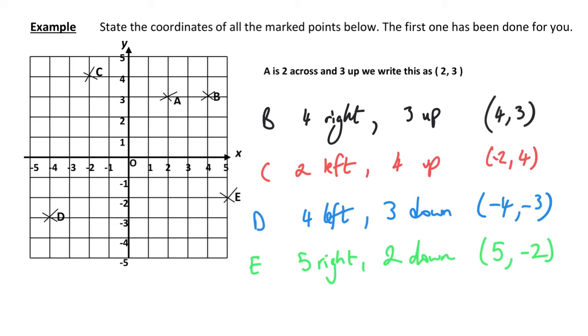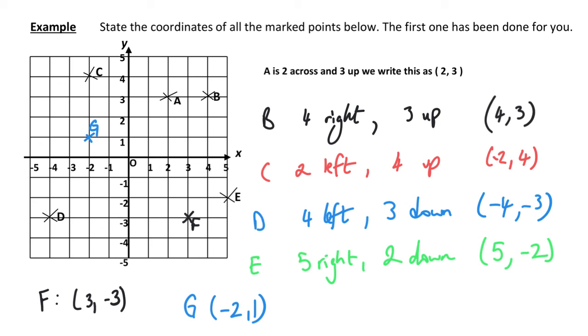We could also try and then plot points. So if I said F was at the point (3, -3), what we'll do is we'll start at the origin. We'll go right 3, 1, 2, 3, and down 3, 1, 2, 3, because the negative direction is down. So we'll mark that as F. We could say that G has the coordinate (-2, 1). So from the origin then, we're going to go left 2, so we're going to go to -2 and then up 1. We'll mark that as G.